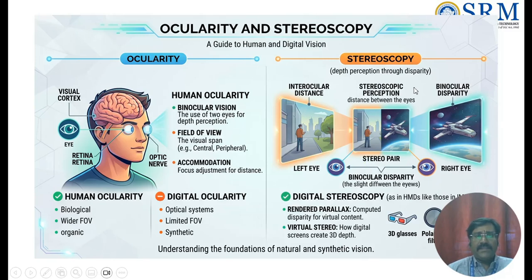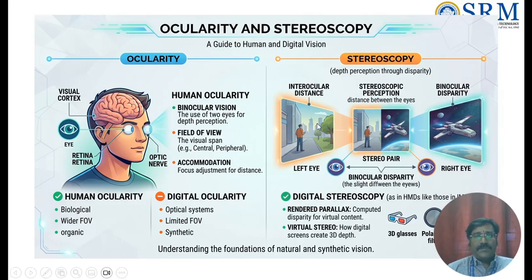Now we combine and discuss ocularity and stereoscopy. Ocularity is the human vision system, in which we have binocular vision. We use the two eyes for depth perception, and the field of view makes up central and peripheral vision. Accommodation is the focus adjustment for distance. The human ocularity is biological, with a wider focal view, and organic in nature. But digital ocularity is an optical system with a limited field of view and is synthetic in nature.